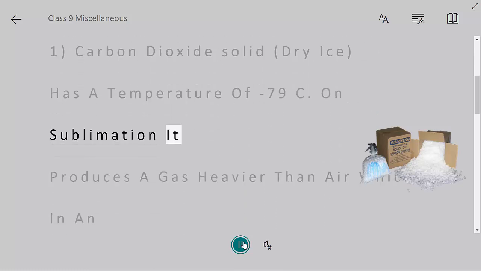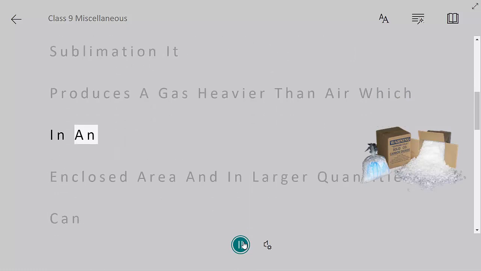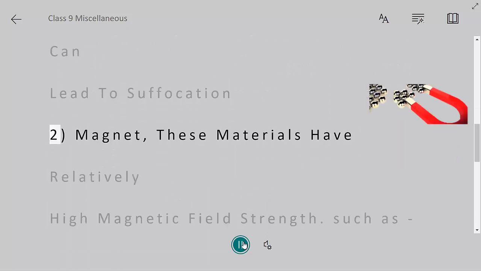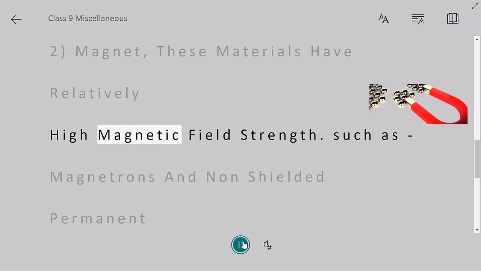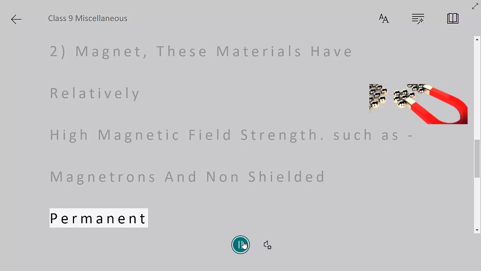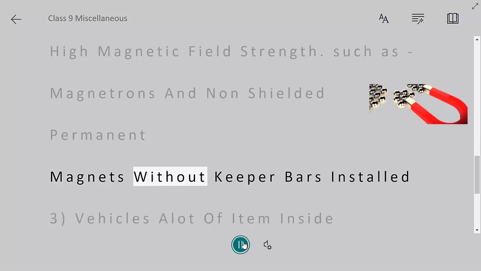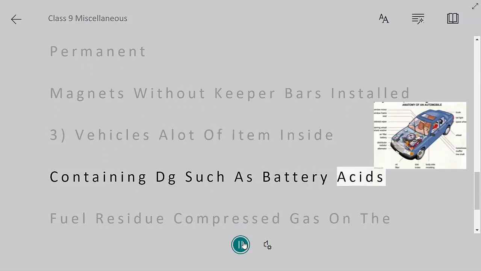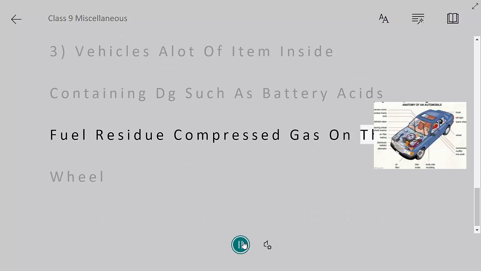On sublimation it produces a gas heavier than air which in an enclosed area and in larger quantities can lead to suffocation. 2. Magnets. These materials have relatively high magnetic field strength, such as magnetrons and non-shielded permanent magnets without keeper bars installed. 3. Vehicles. A lot of items inside contain DG, such as battery acids, fuel residue, compressed gas on the wheel.